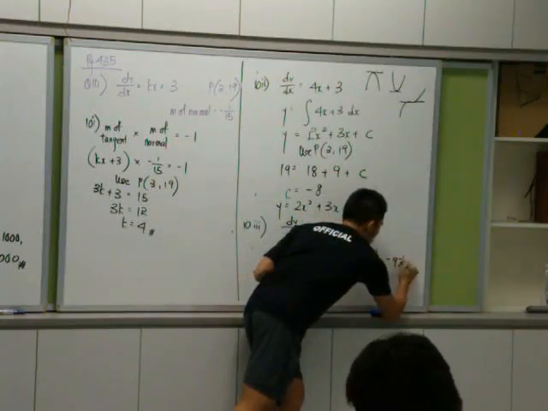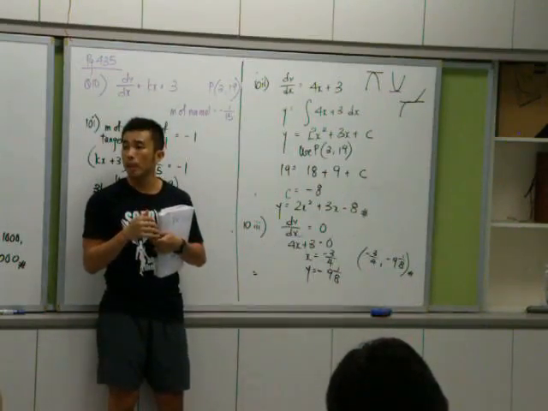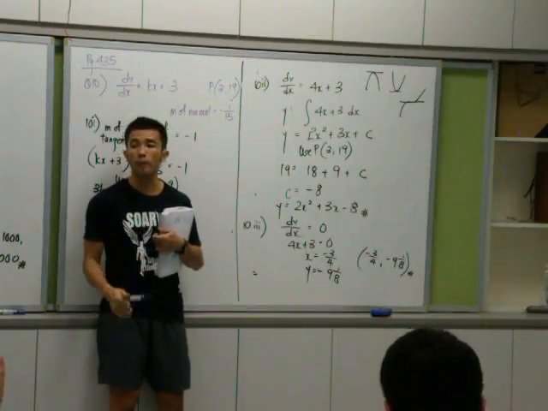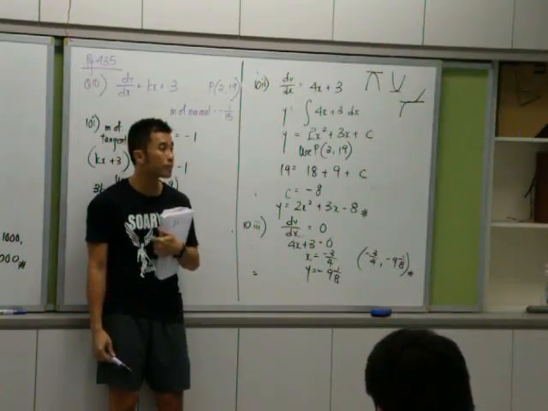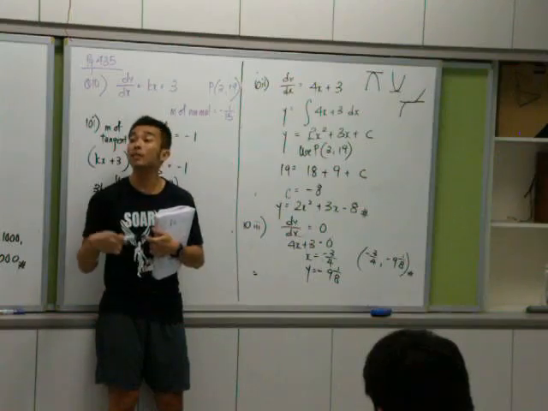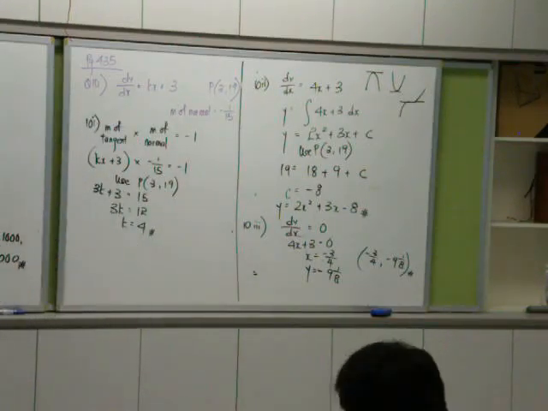Okay, now I'm going to ask, do we need to prove whether it's a maximum point or point of inflection? No need. When do we need to prove? If they ask you to determine the nature of the turning point, then you need to do that. Okay?